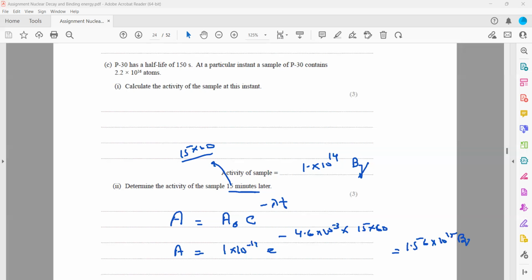So the activity of a sample decreases with time. In the beginning, we have maximum activity, where there are more radioactive atoms. But with the passage of time, the number of radioactive atoms starts to decrease.